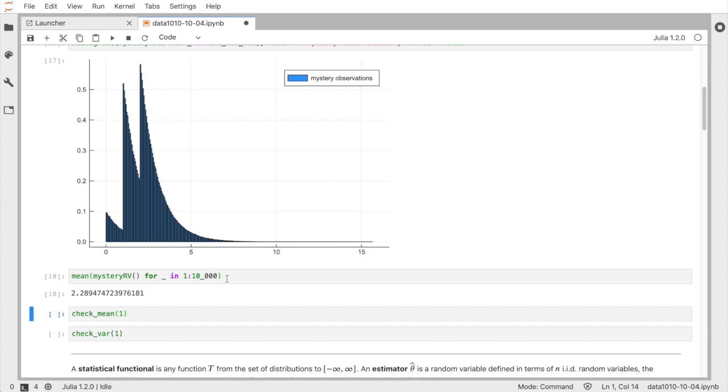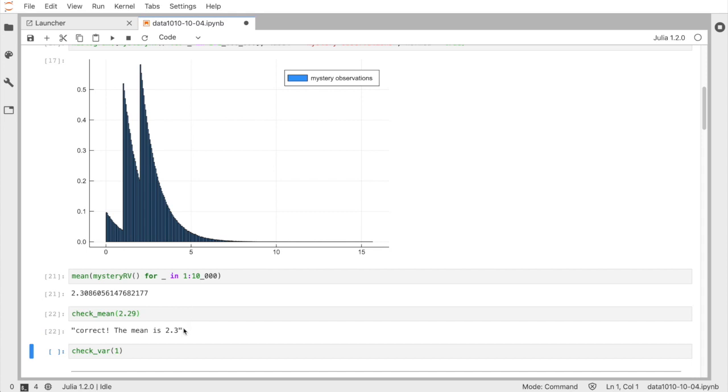So if we do it once, we get a result of about 2.29. If we do it again, it's about 2.29 again. So it seems like this is a pretty good estimate. So if we plug 2.29 into this check mean function, it's going to say, good, we got close enough. The correct mean, the actual mean used for the exact distribution that's generating these observations is 2.3.